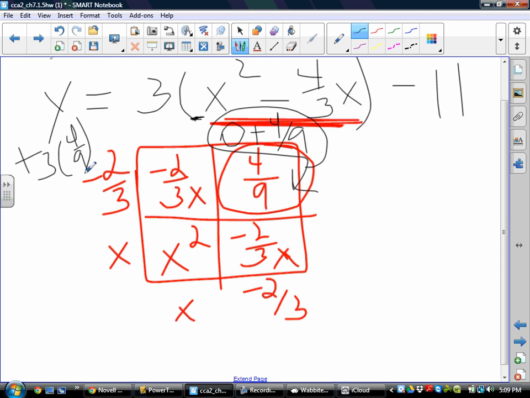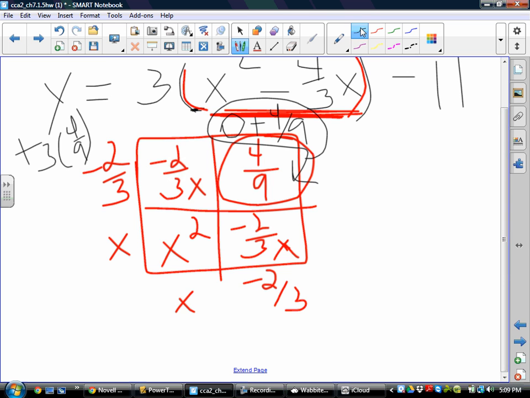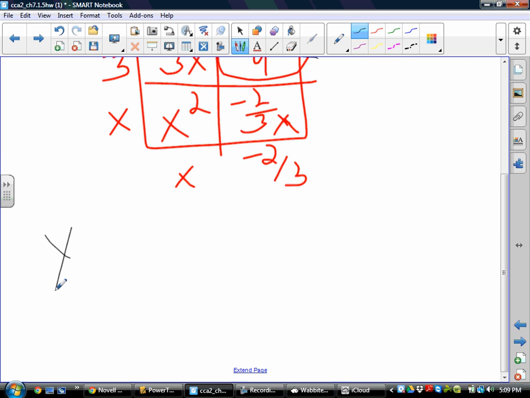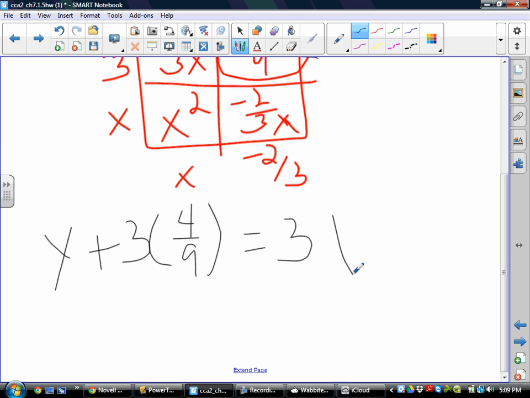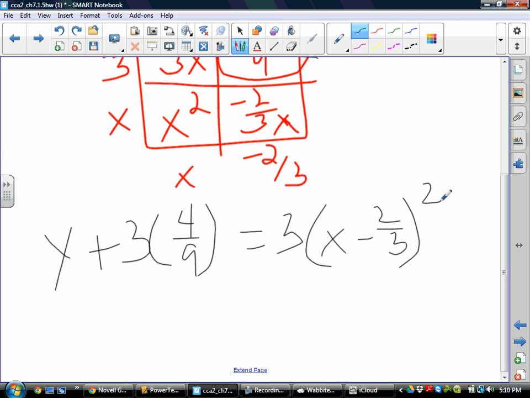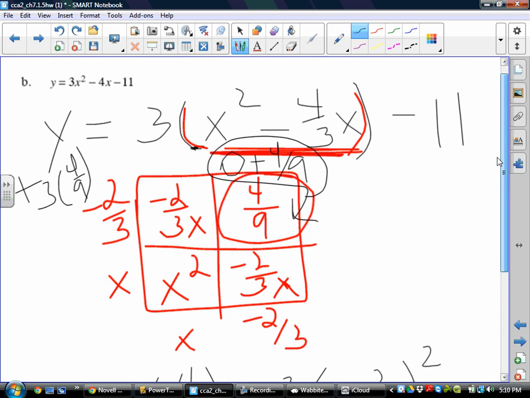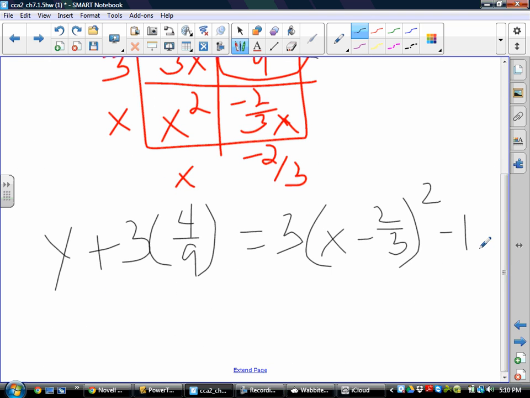Okay? So we're going to rewrite everything. Everything in the red is representing the parentheses right now. So I'm just going to replace those parentheses with the red stuff. So I have y plus 3 times 4/9 equals my 3 I factored out, and then instead of parentheses being as a sum, I'm going to write it as a product. So x minus 2/3 squared. And then our constant term on the end, we didn't factor out 3 from, was minus 11. So that goes right there.